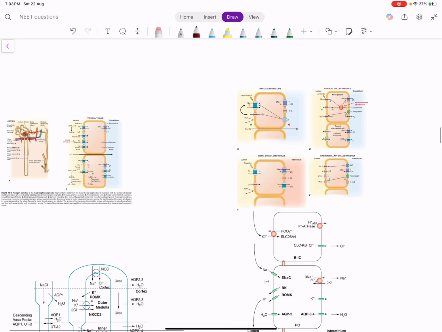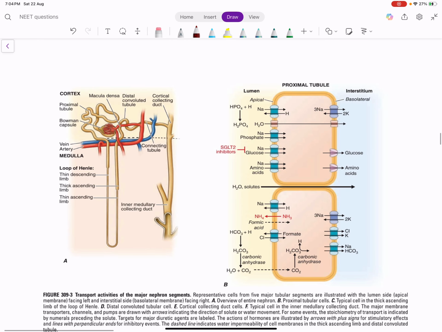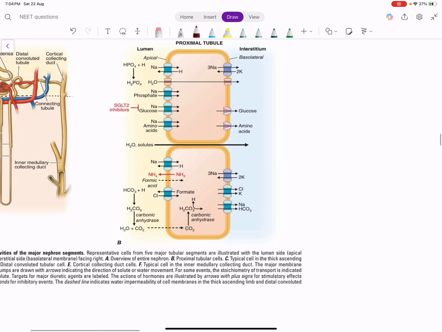Now coming to tubular and interstitial diseases. Usually they are taken together. So just a small revision about the tubules. I told you we have the proximal tubules, the loop of Henle. Loop of Henle has the thin descending limb, thick ascending limb, distal convoluted tubule, the cortical collecting duct and the medullary collecting duct. So each of the tubules has a particular function.